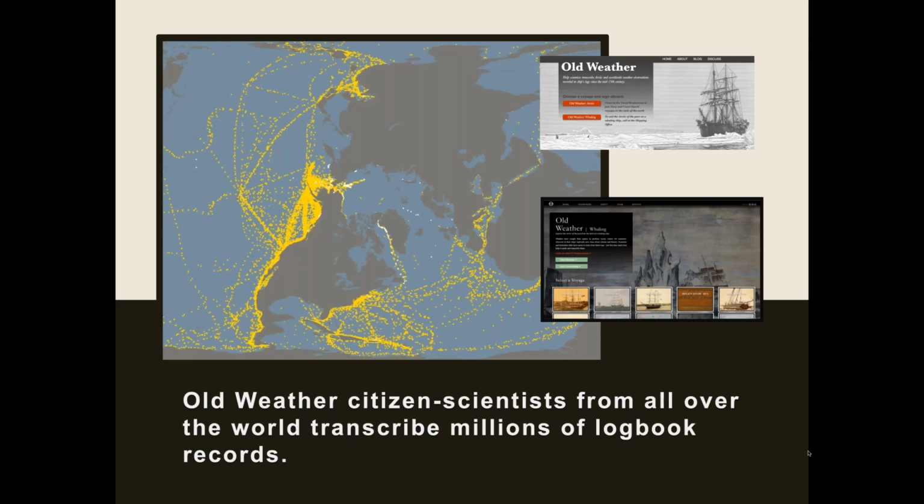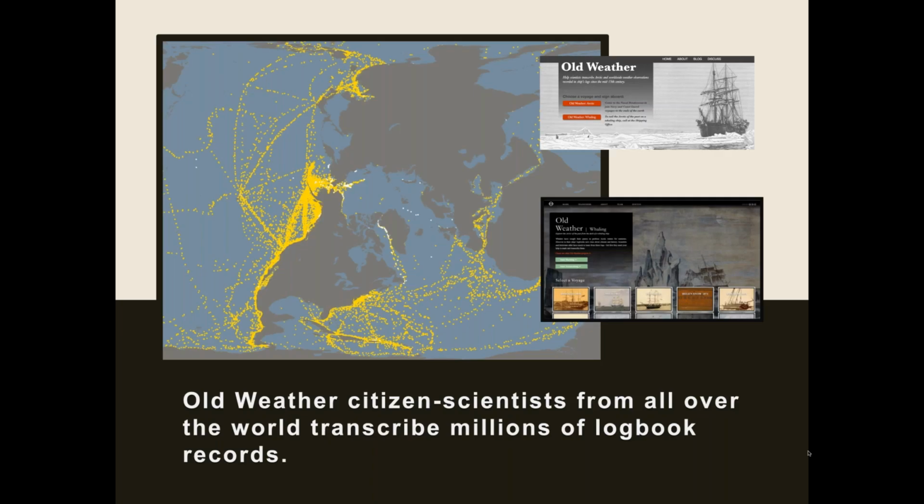Our Old Weather citizen scientists from all over the world have transcribed millions of these logbook records, and there are millions more to do. With the logbook records that have already been transcribed, we can use them in NOAA products, such as the Extended Reconstructed Sea Surface Temperatures, or NOAA Global Temp, produced by the National Centers for Environmental Information.